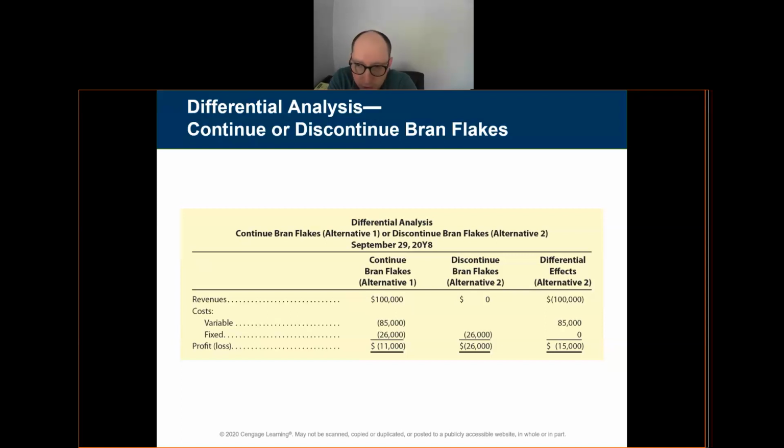So the differential analysis: revenue minus revenue, 100,000 loss. Variable, 85,000 difference. Fixed cost difference 0 because fixed costs remain the same. Total difference in profit minus 15,000. So, Andre, looking back at your decision, would you still continue or discontinue the Bran Flakes, and why?